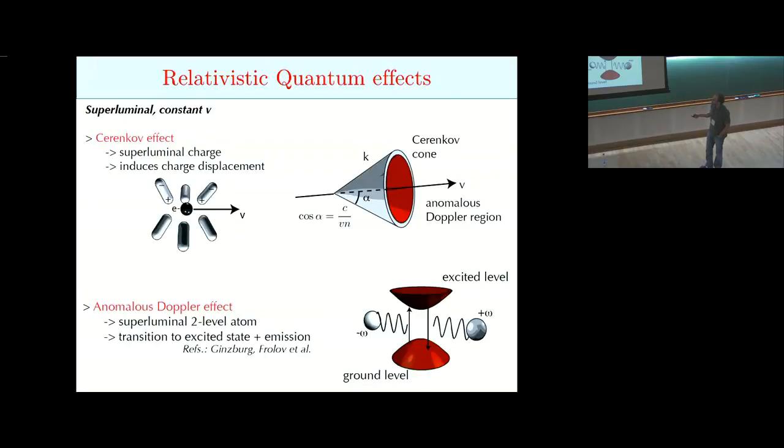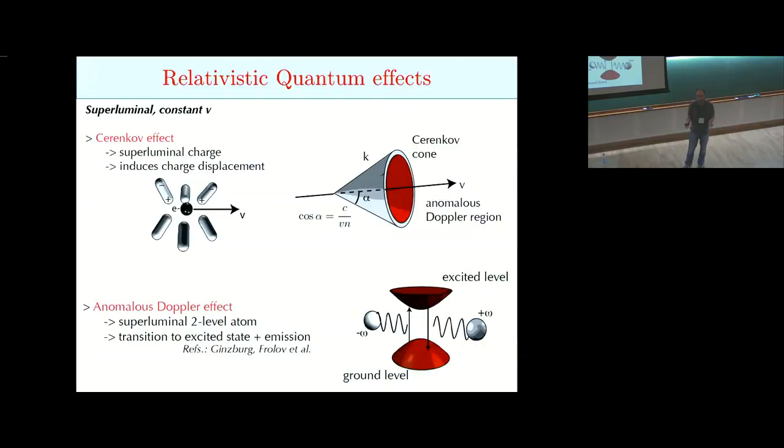The idea here is that they studied what happens to a two-level atom if it is placed in superluminal motion. Remember, when I say superluminal here, I'm not talking faster than c. It's sufficient to go faster than c divided by n. So we're in materials here, and superluminal in this context is fine. We're not violating any fundamental law.